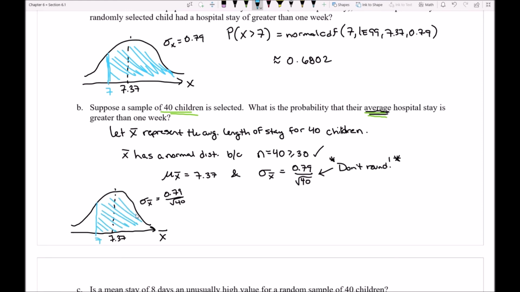But in my picture, I'm dealing with this space. So I want the probability that the average is greater than 7. Well, it's still a normal distribution, so I can still use normal CDF. And I'm still going from 7 to 1E99. And my mean here is still 7.37, but my standard deviation has changed. So I'm going to have this right here. Now I'm going to go to the calculator and crunch this out to see what I ultimately end up with.